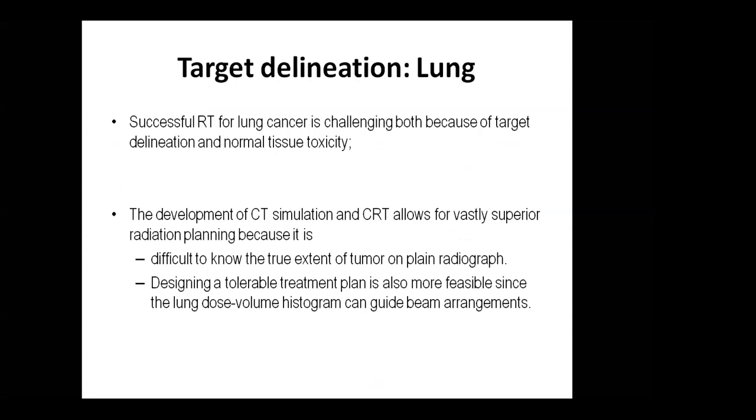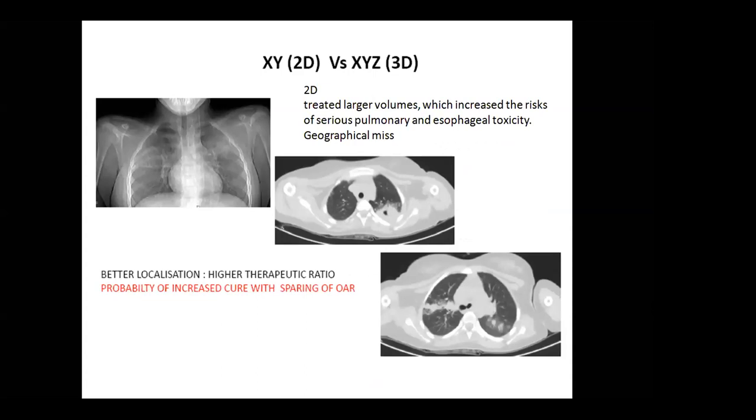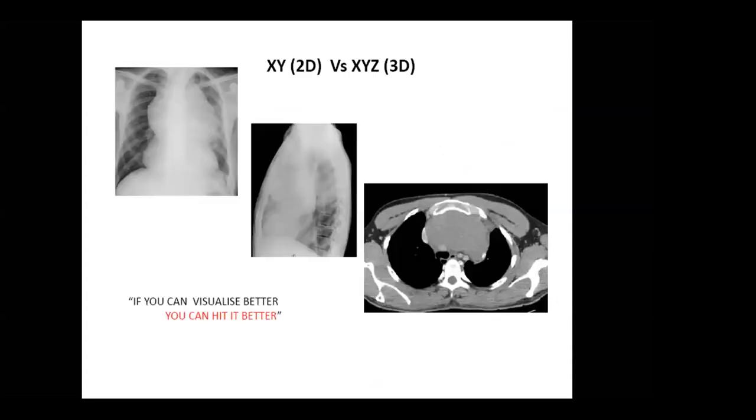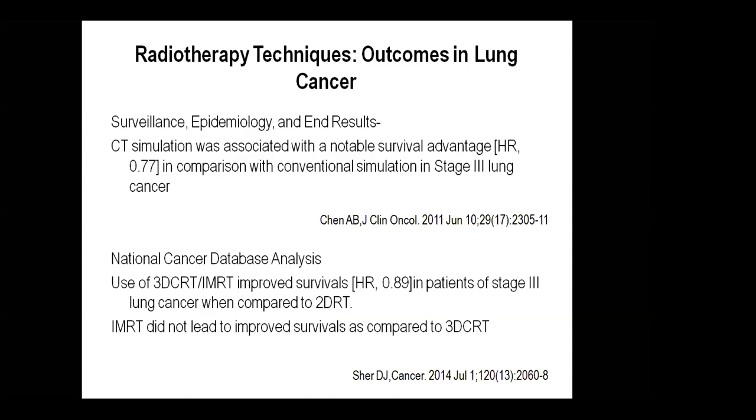Coming to target delineation in lung, I know that a lot of you are working in a cobalt setup, and you might wonder whether it really makes a difference. The problem with 2D approaches is it's very difficult to visualize the tumor. And unless you see the tumor, you can't hit it better. Plus, it comes at a risk of increased toxicity. And there is good outcome data available to us, which clearly shows that the use of CT simulation and the use of conformal techniques has a bearing on survival. So use of CT simulation based planning and conformal radiotherapy improves survival in non-small cell lung cancer.